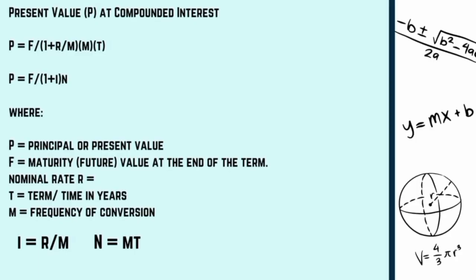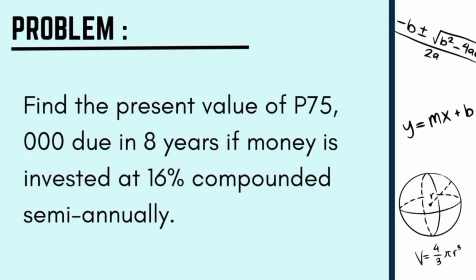So mao ni siya atong mga formulas, where P is principal or present value, F is maturity or future value at the end of the term, R is nominal rate, T is term or time in years, and M is frequency of conversion. So here's our example problem. Find the present value of 75,000 due in 8 years if money is invested at 16% compounded semi-annually.